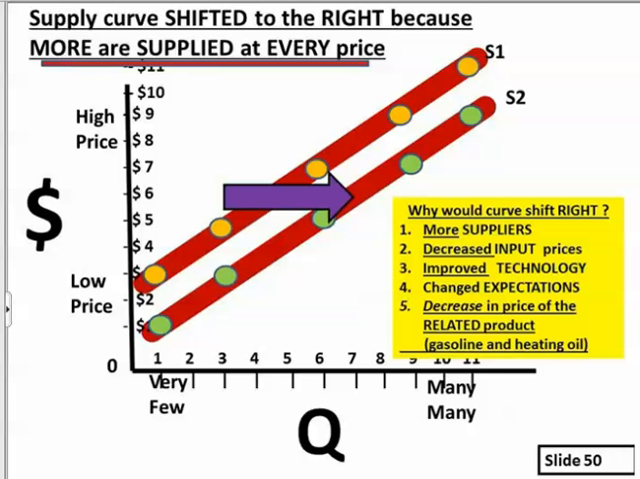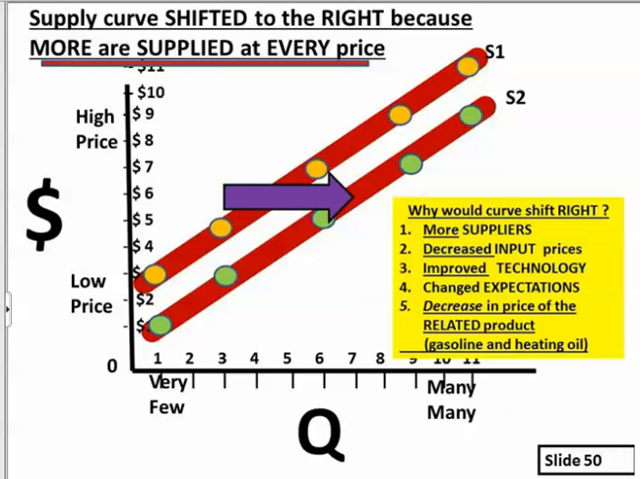Now, if we were suddenly to improve the technology that our producers were using, now they would be much more efficient and they would have lower cost of production, and so therefore they could produce more at every price, and we would have that shift again to the right.